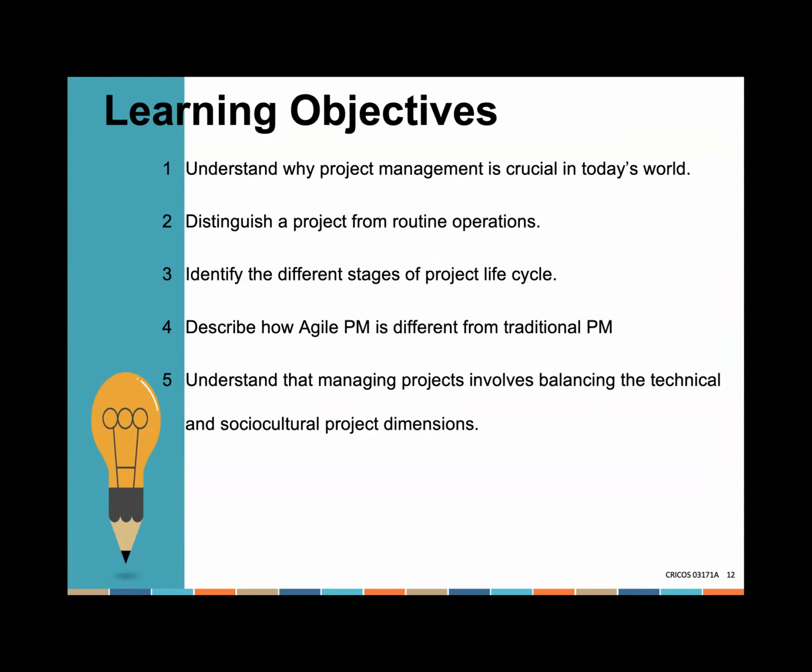So it's about really knowing all of the stages and working through them to be able to get the right outcome. We need to describe how agile project management is different from the traditional way we deliver things in terms of traditional project management. We need to understand that managing a project involves understanding a lot of things, and these are about balancing what we call the technical side of project management and the sociocultural side of project management.